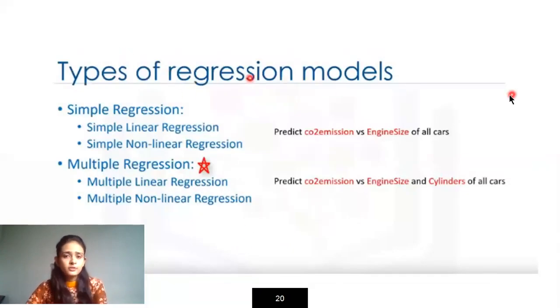So there are different types of regression models available. That is the simple regression and the multiple regression. In the simple regression, again you have two types: the simple linear regression and simple non-linear regression. But we have to focus on this first one, that is the simple linear regression.